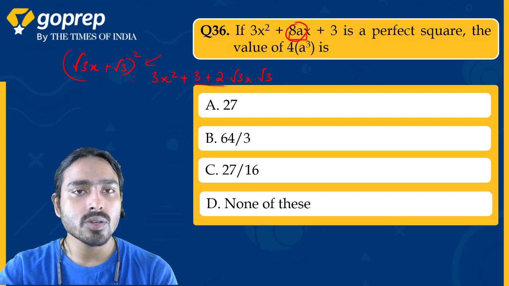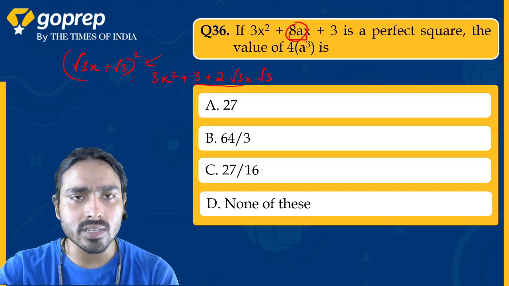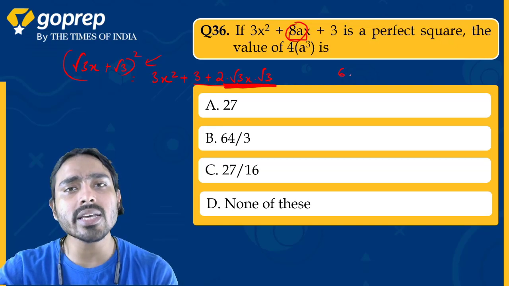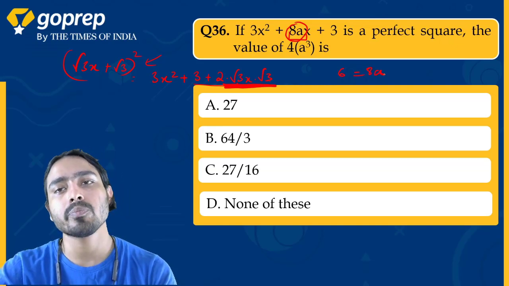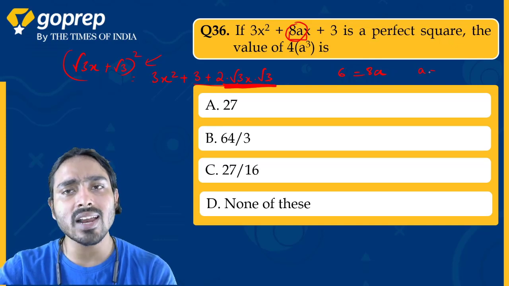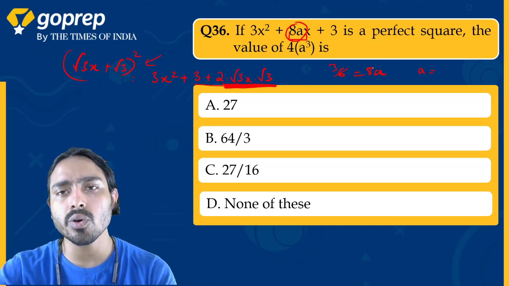X is there, so you just look at this: x is there, so this is 3 root 3 into 3 is 3 into 6. So 6 is equal to 8a, right? We can actually compare these two. So you can find the value of a, that is equal to 3 upon 4. So a is 3 upon 4.